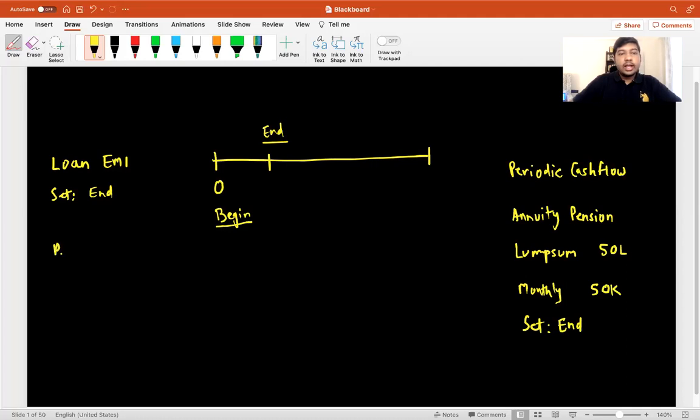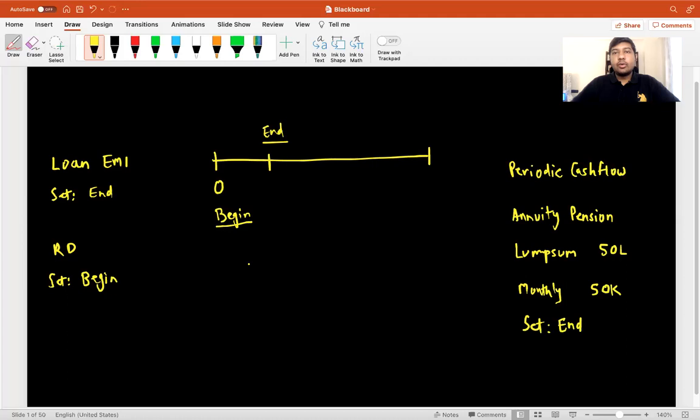Let's talk about a recurring deposit. Now, in a recurring deposit, it typically starts today, right? Unless and until you invest, you put your first installment, the RD is not going to start. So in this case, RD typically is begin. Okay. Now, this is how practically this set begin or set end works. Now, from an examination perspective, you need to be careful.